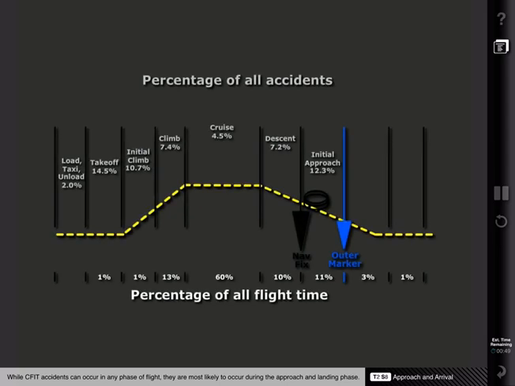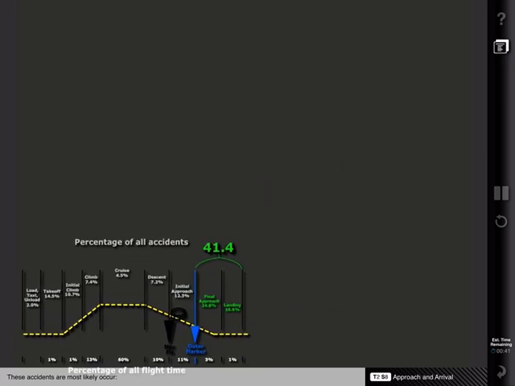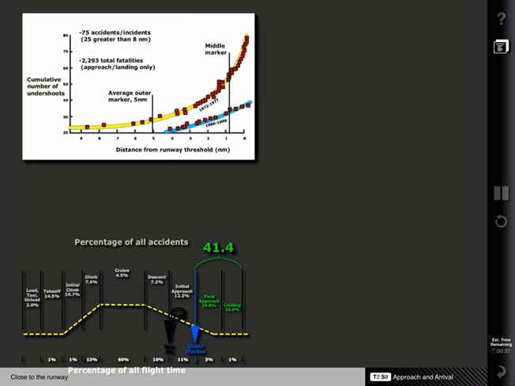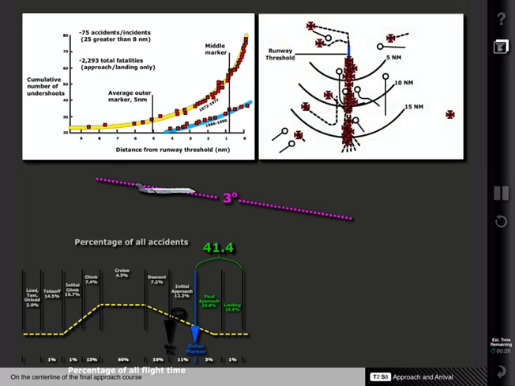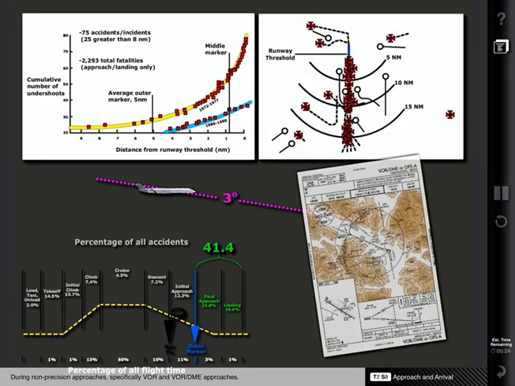While CFIT accidents can occur in any phase of flight, they are most likely to occur during the approach and landing phase. These accidents are most likely to occur close to the runway, between the outer marker and the runway threshold, on a relatively constant 3-degree flight path, on the center line of the final approach course, and during non-precision approaches, specifically VOR and VOR DME approaches.